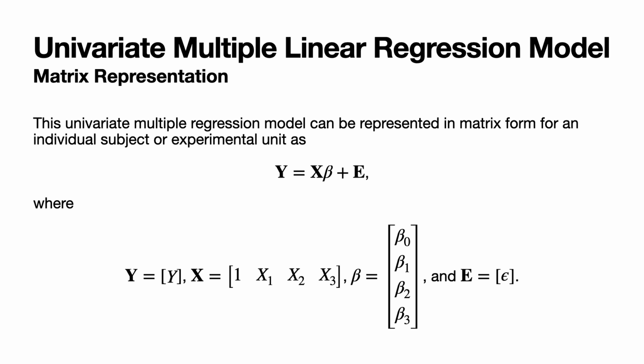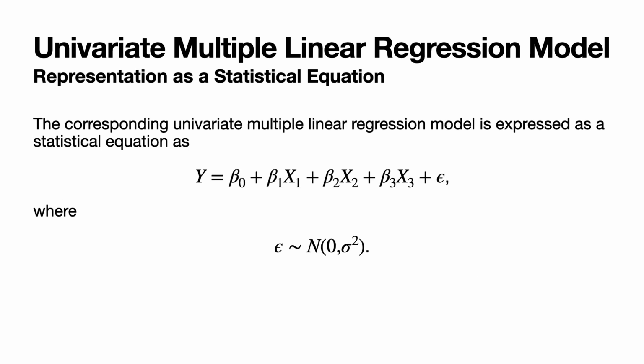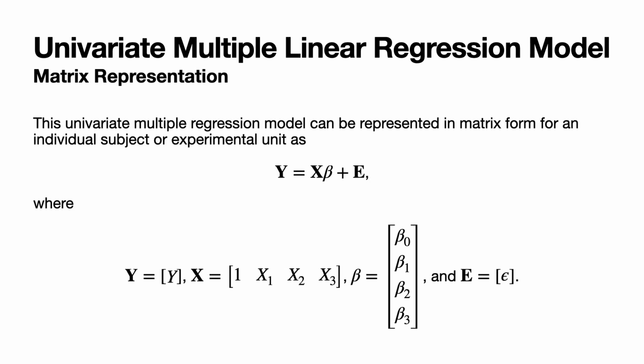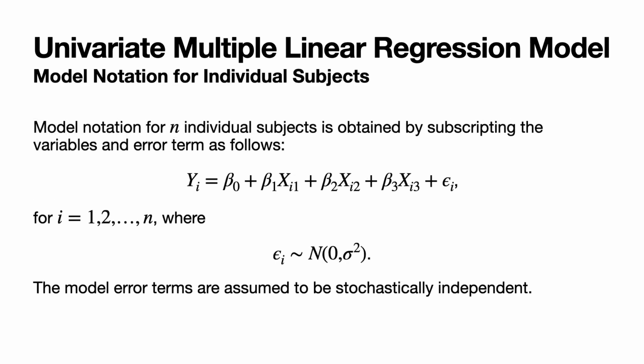So we could represent this statistical equation that is written using the individual coefficients and variables. As it is on this slide, we could write this in matrix form in this way. Now, why might we want to do that? Well, let's look at the model notation for the individual subjects.